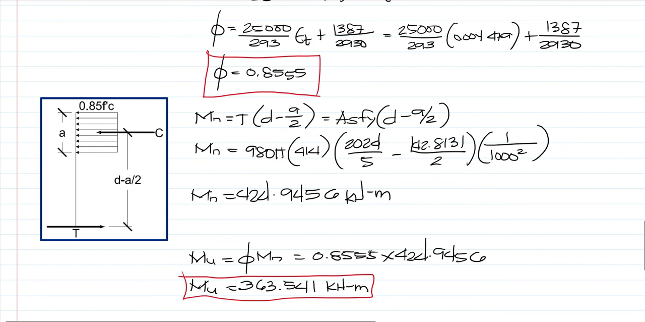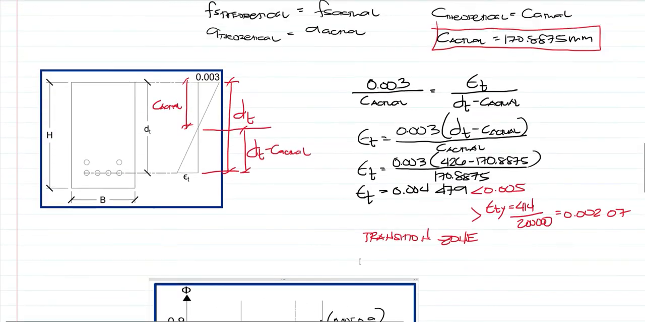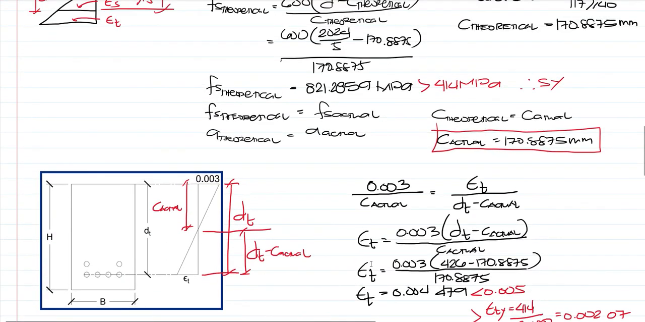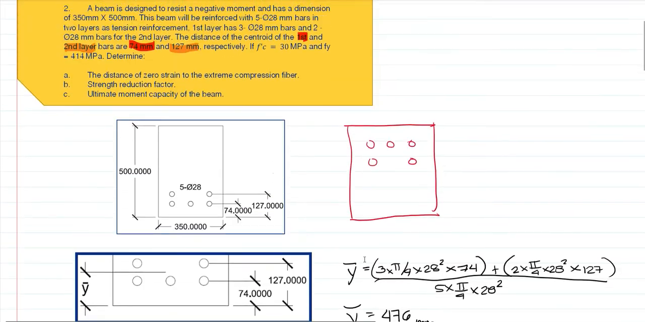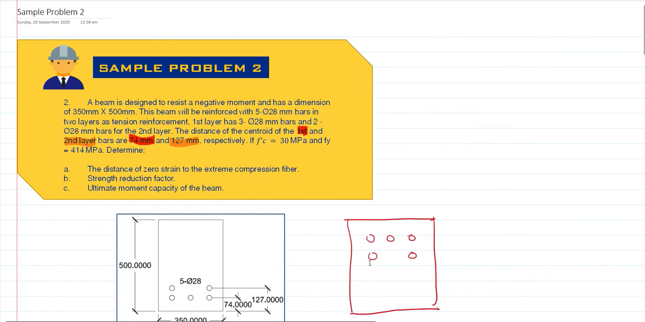So, we have determined all the required in sample problem number 2. Andyan na yung ultimate moment natin, yung reduction factor, at yung distance from the zero strain to the extreme compression fiber. So, that will be all for our sample problem number 2.